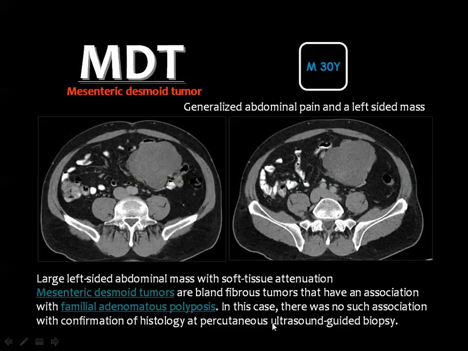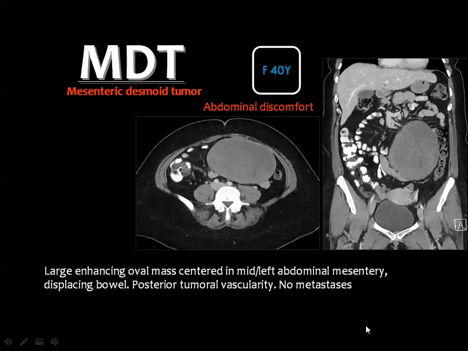lesion. And this is also another example of a pathologically proved mesenteric desmoid tumor. It cannot be differentiated from other tumors in the mesentery, like lymphoma, for example, or leiomyosarcoma, and most of the lesions, we usually reach the diagnosis by biopsy. Another example of a desmoid tumor.